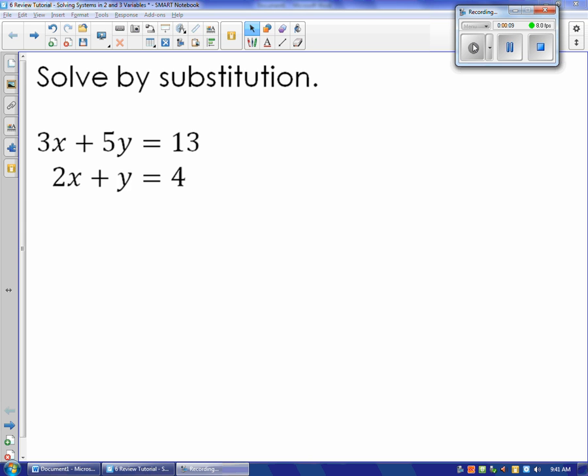We're going to begin by reviewing the substitution method, and I'm going to do an example with 2 variables and then another example with 3 variables. In the next video, I'll show you how to use the elimination method, and then I'll show a third video on how to use matrices.